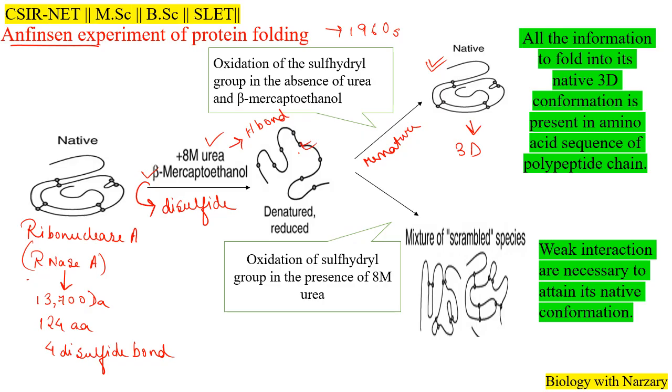So again, in his second experiment, he allowed this denatured protein to renature in the absence of only beta mercaptoethanol but in the presence of urea. What he found is a scrambled species of protein, where the 4 disulfide bonds have formed but in incorrect positions. So his second finding is that weak interactions or hydrogen bonds are necessary to form its native conformation. So this is all about Anfinsen's experiment of protein folding.